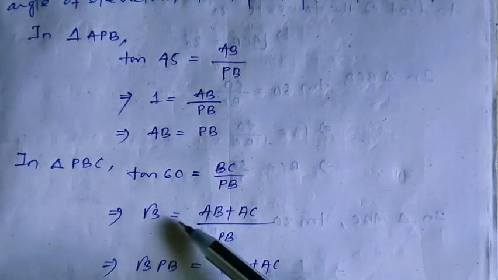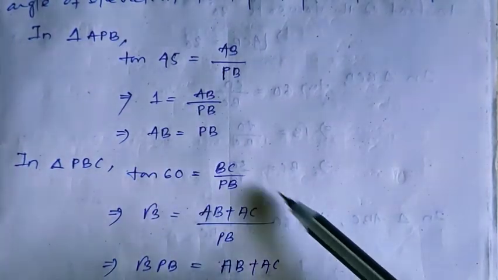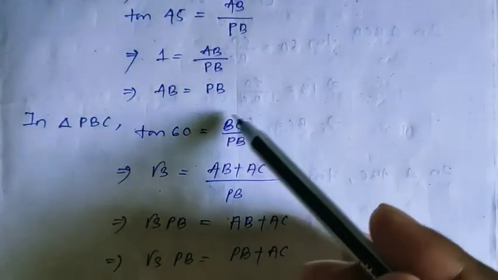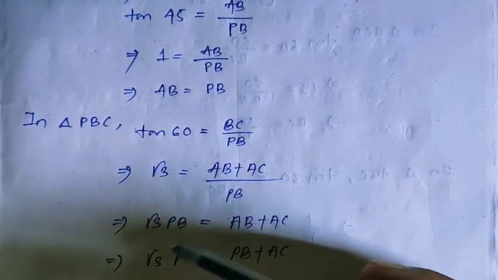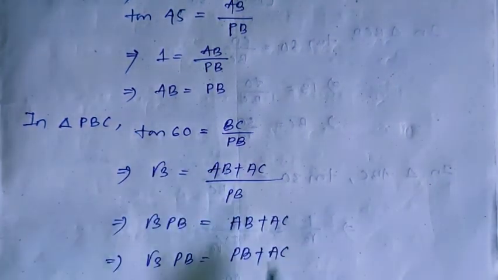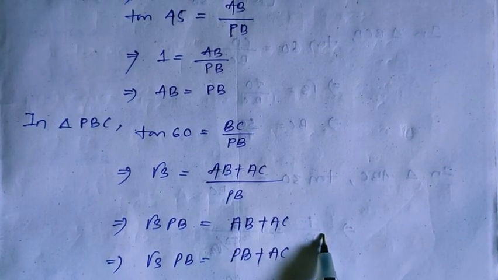This implies root 3 is equal to, because tan 60 is equal to root 3, AB plus AC, because BC is equal to AB plus AC here. So I am writing in place of BC, AB plus AC divided by PB. This implies root 3 into PB is equal to AB plus AC, right?